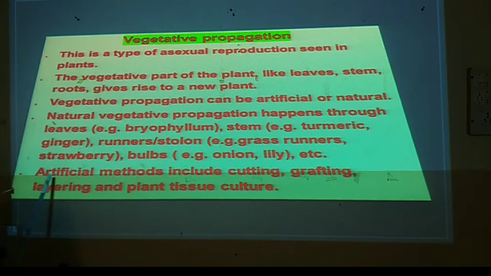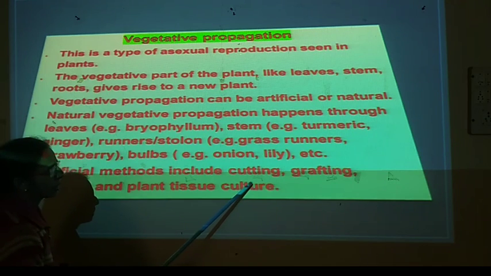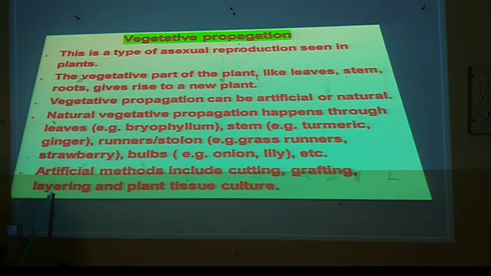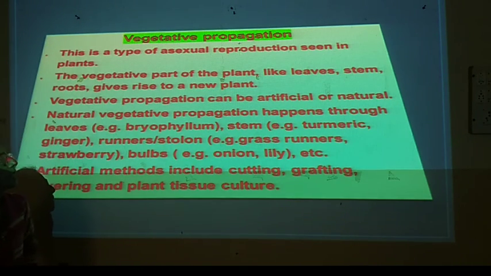What is the artificial method of vegetative propagation? It includes cutting, grafting, layering and plant tissue culture. These all were the types of asexual reproduction.